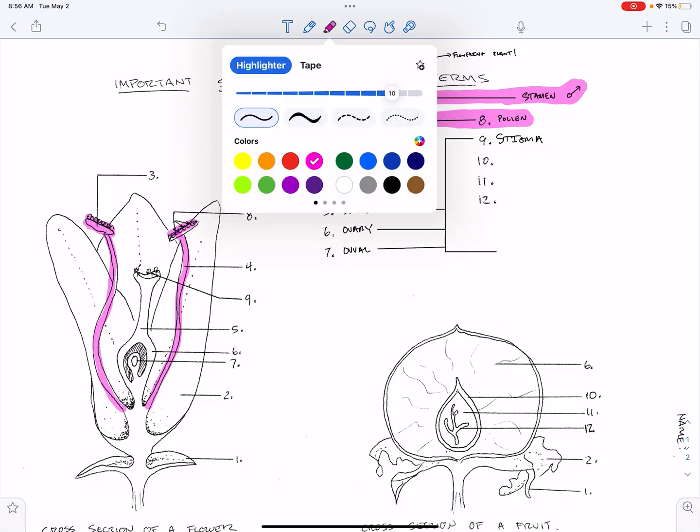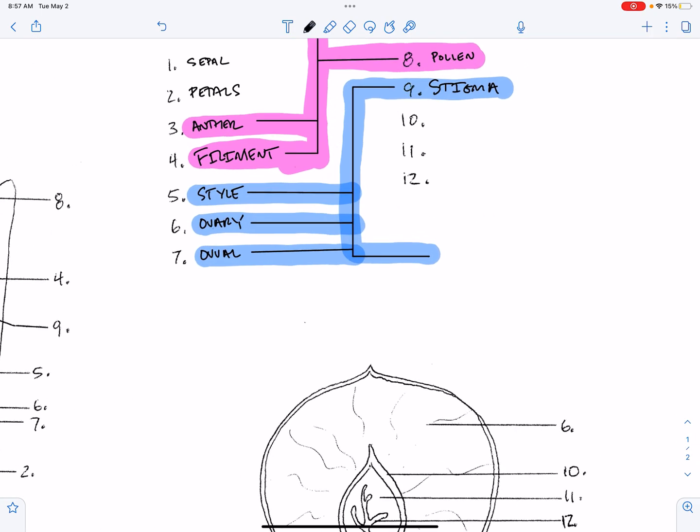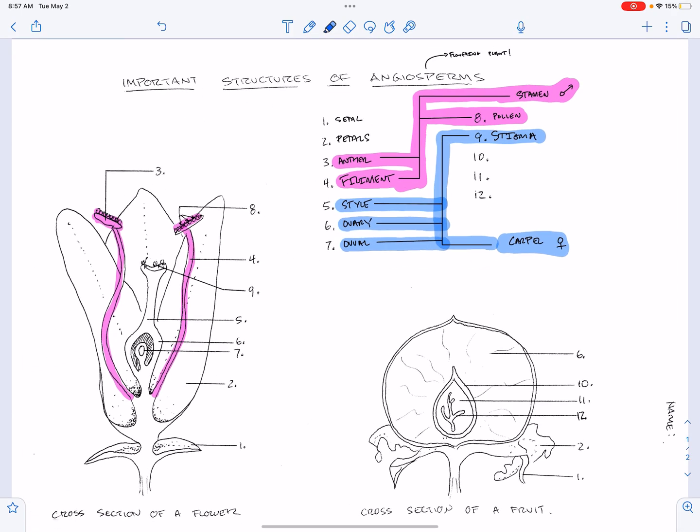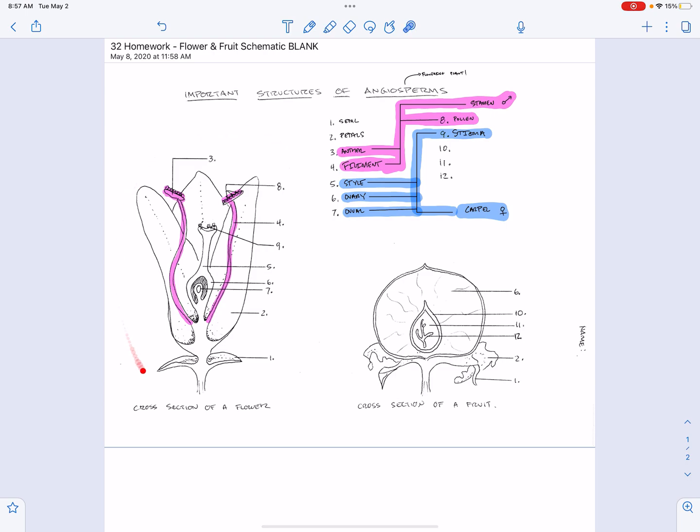So these 3 things, oh no, this is 4, the style, the ovary, and the ovule, plus the stigma, all make up the carpel. Oops, I think I spelled that wrong. C-A-R-P-E-L, which is the female structure of the flower. Okay, so that is the flower. We've just labeled everything on the flower.